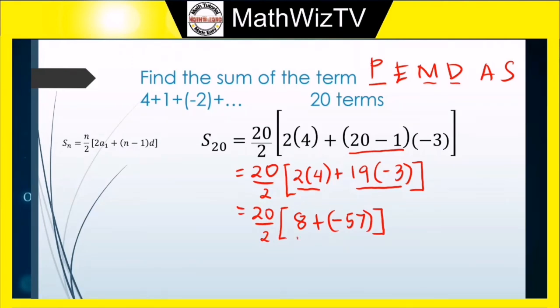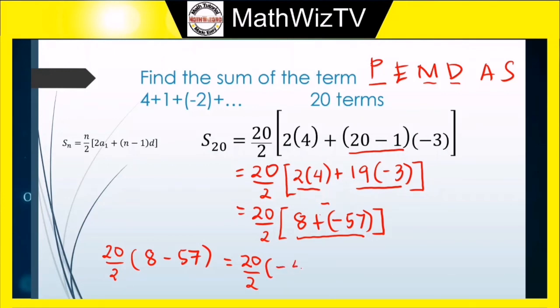We see parentheses here, so therefore we start here. 20 all over 2 multiply to the quantity 8 plus negative 57. What we will do is change the sign: 8 minus 57, because positive multiplied to negative is negative. So therefore, 8 minus 57. And then afterwards, we start with the parentheses. Copy again: 20 all over 2 times 8 minus 57, which is negative 49.